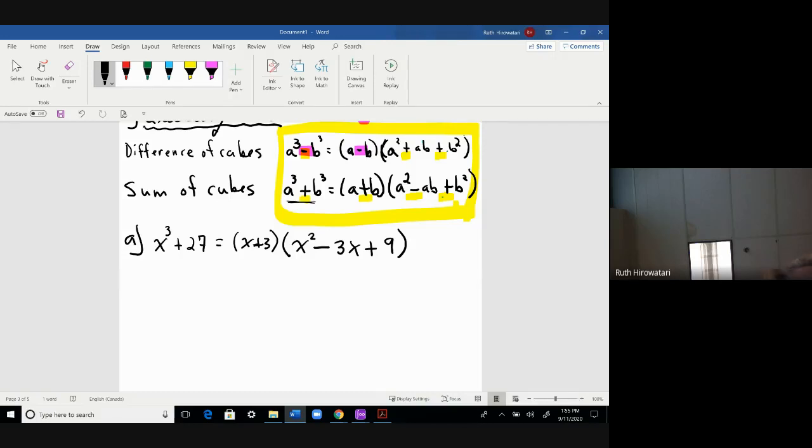I'm going to give you one to try on your own. Would you give this a try? x cubed minus 8. Just to give you a chance to practice, and when you're done, type the answer into chat.